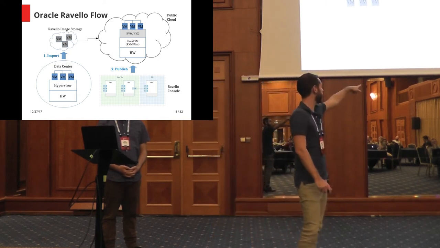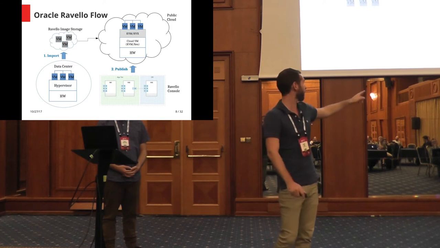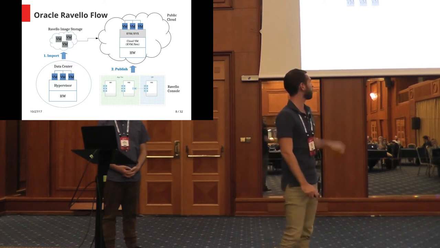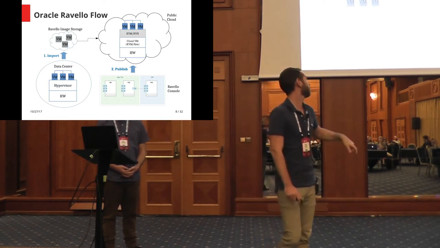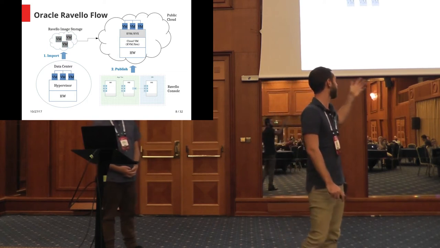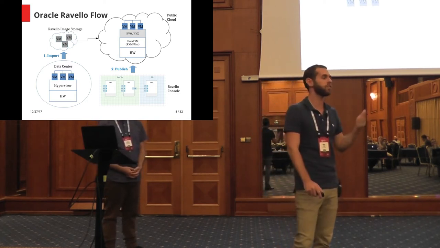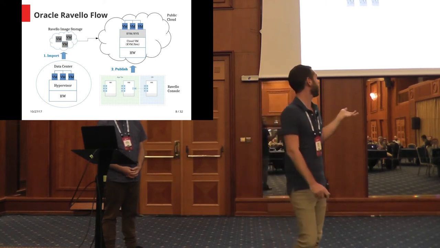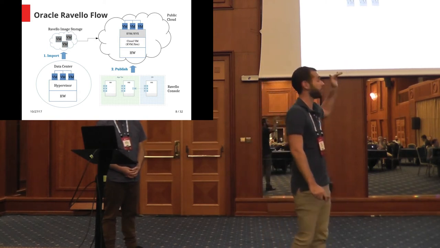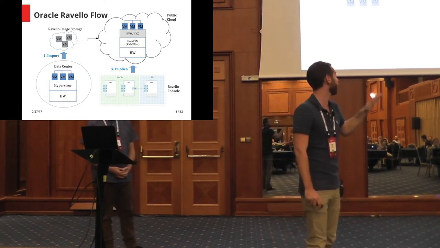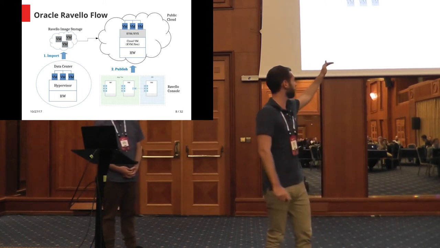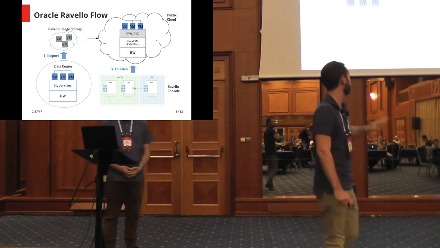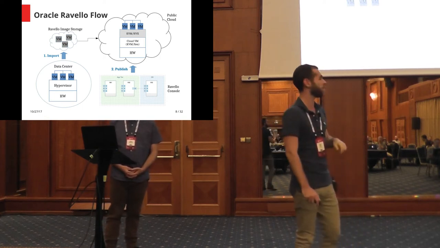Then the second step, as you can see on the bottom right, the user drags and drops the VMs in our management console. He then configures the network configuration or any other configuration needed for those VMs. Then he clicks one button, publish, and we automatically create a cloud instance on some public cloud, any public cloud, which runs the public cloud hypervisor, such as KVM or Xen.